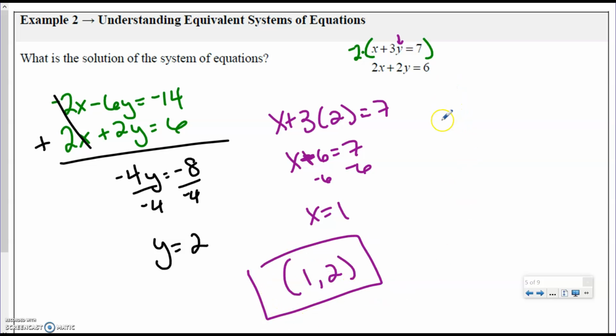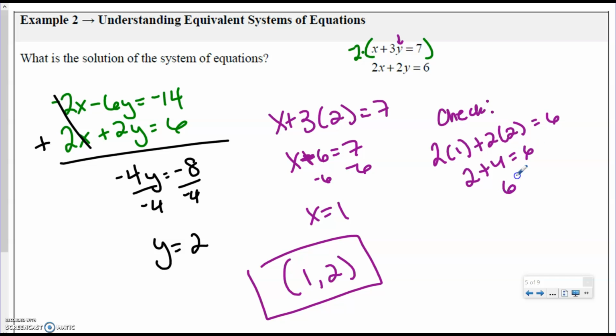But I can also plug that in to check by doing the second equation. So 2 times 1 plus 2 times 2 equals 6. 2 plus 4 is definitely 6. It's a good thing we're getting these right.